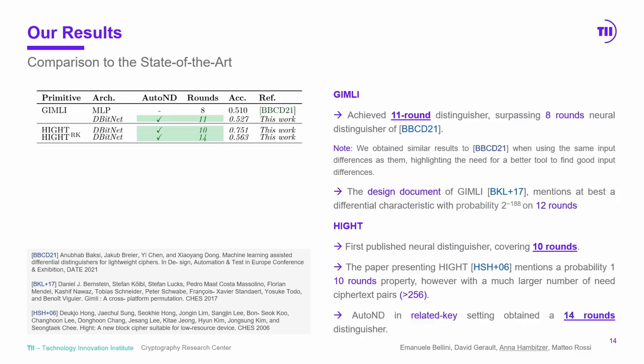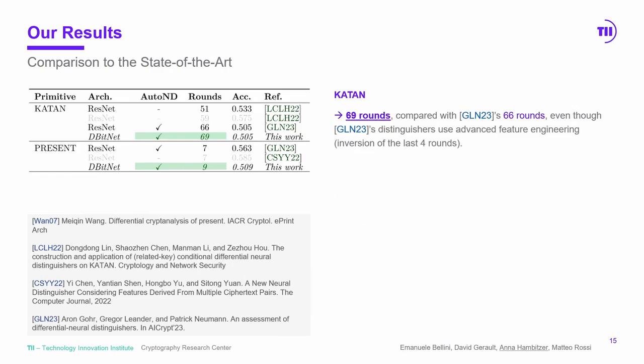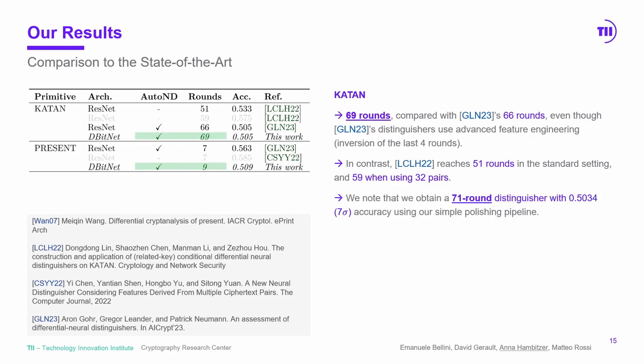We ran AutoND in the related key setting, and in this setting, we obtain a 14-round distinguisher. For KATAN, we reached 69 rounds, which favorably compares to previous work. And also, if you use more ciphertext pairs, we can surpass it. We also note that we can obtain a 71-round distinguisher, which is still 7 standard deviations above randomness. So that should also be considered valid, I think.